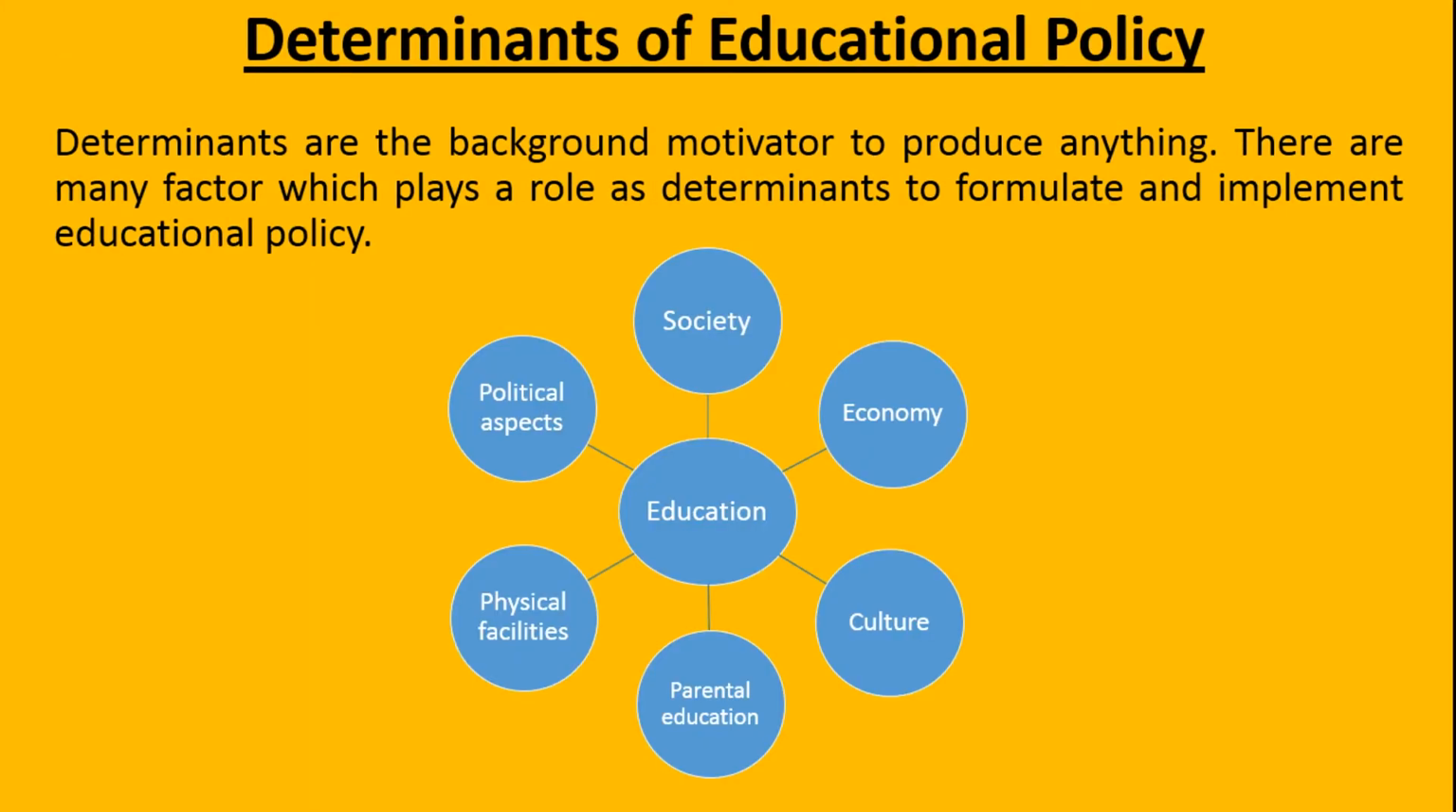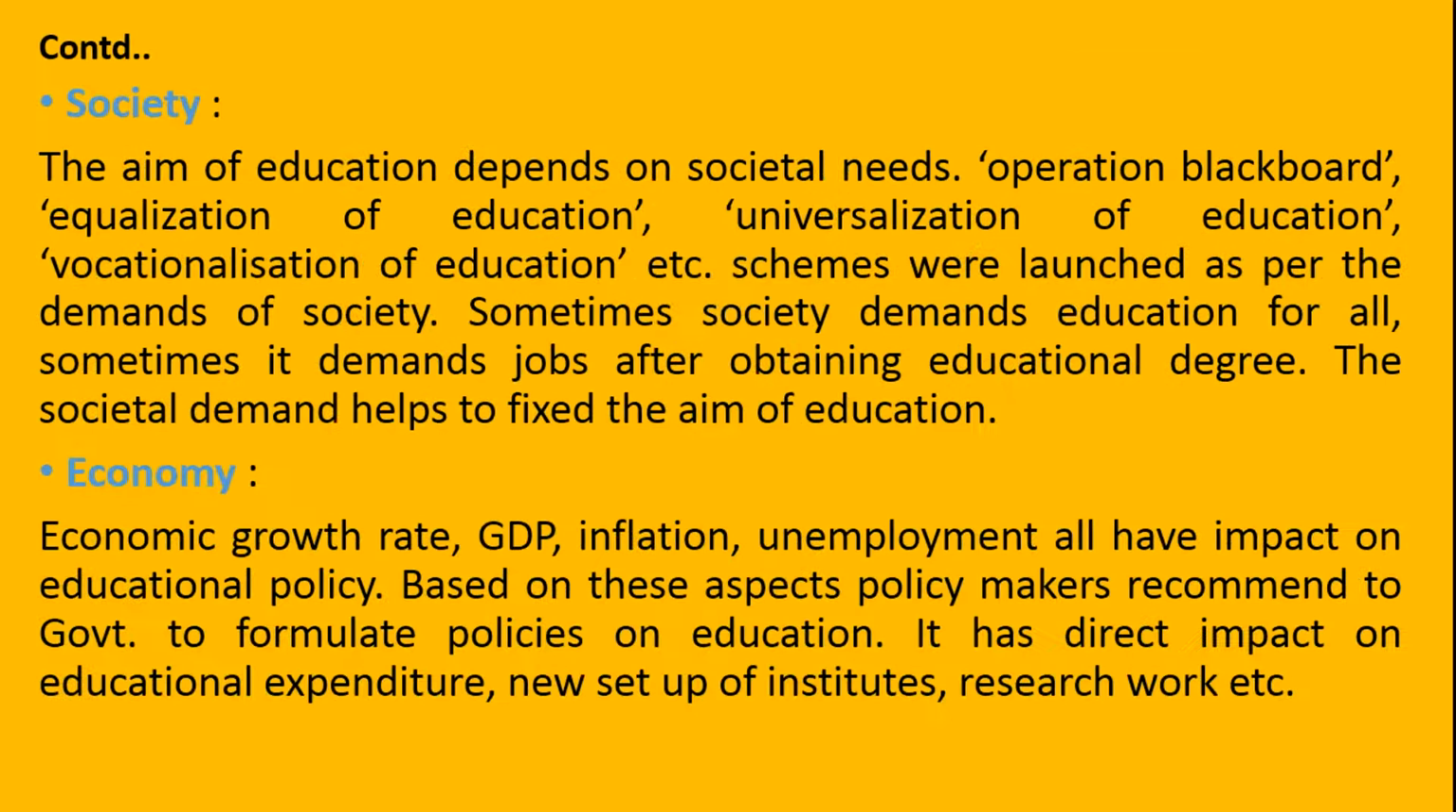Determinants of educational policy. Determinants are the background motivators to produce anything. There are many factors which play a role as determinants to formulate and implement educational policy. Society, economy, culture, parental education, physical facilities, political aspects, these are all extremely related or connected with the education system.